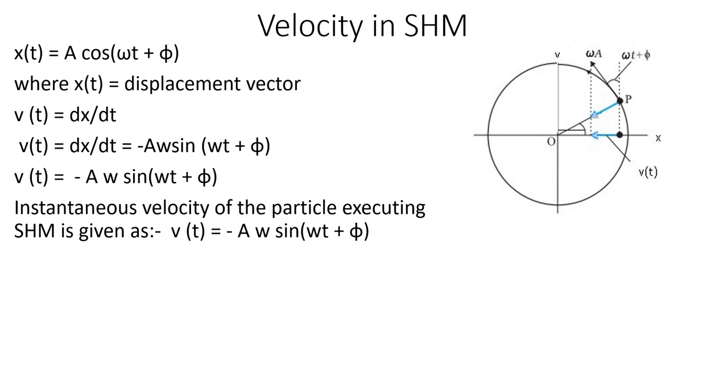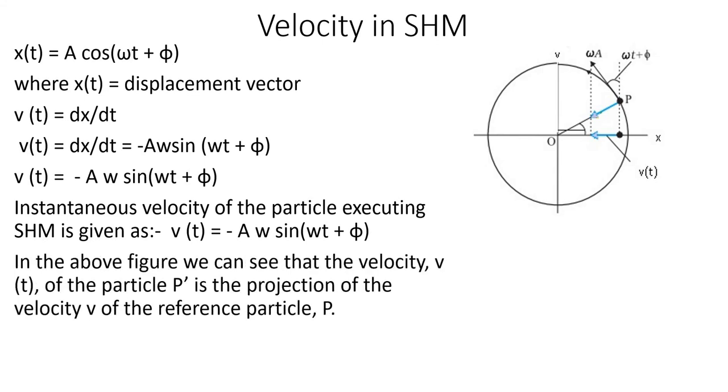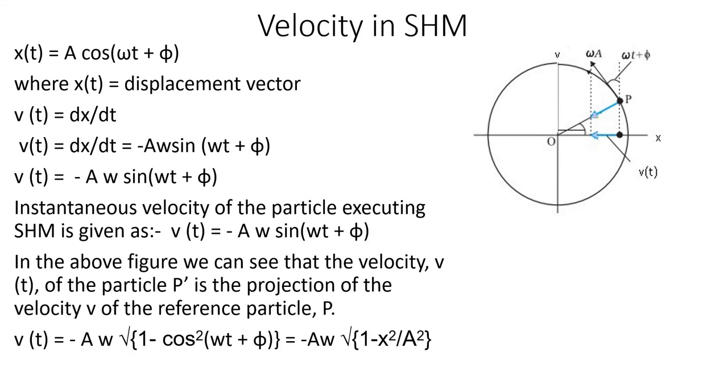What is the maximum velocity? When omega t plus phi is equal to pi by 2. That is when the sine function takes its maximum value, that is 1. So at that time the maximum velocity is given by A omega. So we can say v of t is the velocity at any instant of time. In the above figure, we can see the velocity of the particle is the projection of the velocity of the reference particle. Again, velocity we can represent in another way also.